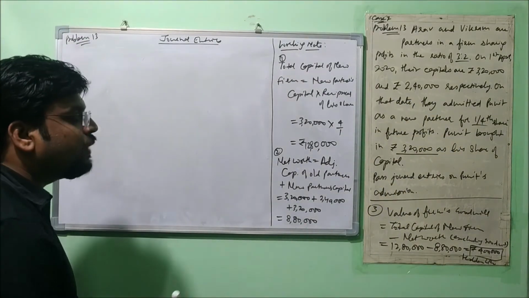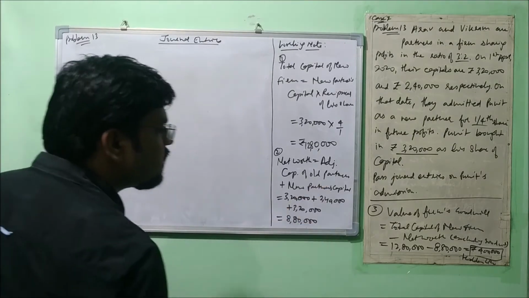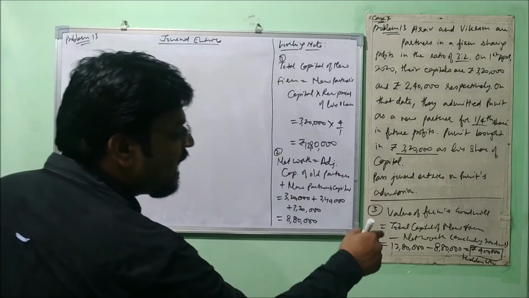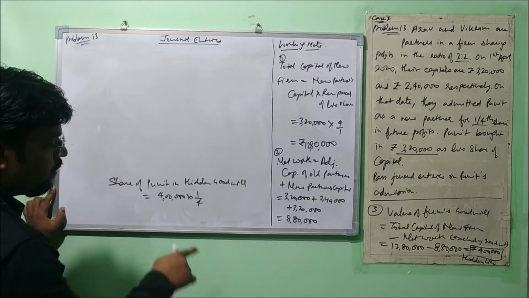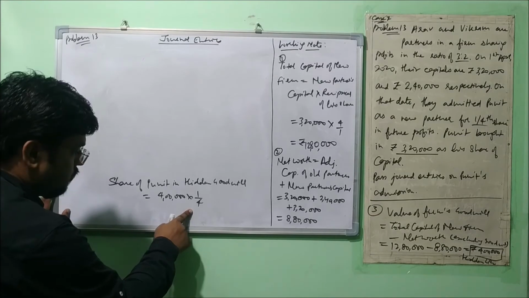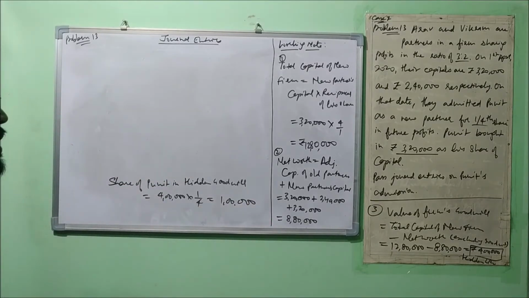Now we need to calculate the share of the incoming partner in this hidden goodwill, because this entire amount of goodwill belongs to the new firm. See, here we will not take the reciprocal. So 1 lakh is the share of the new partner. He is supposed to bring that amount, but he has not brought it. But the old partners are not going to spare him, they will do the adjustment.